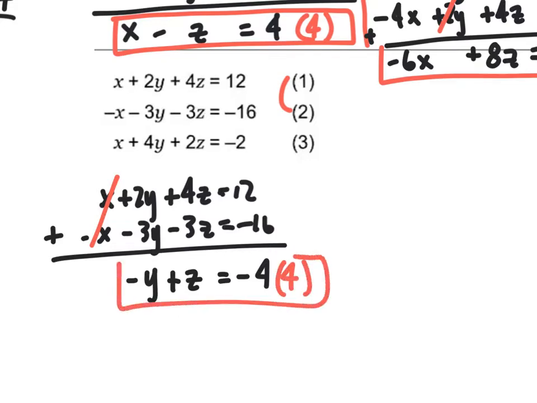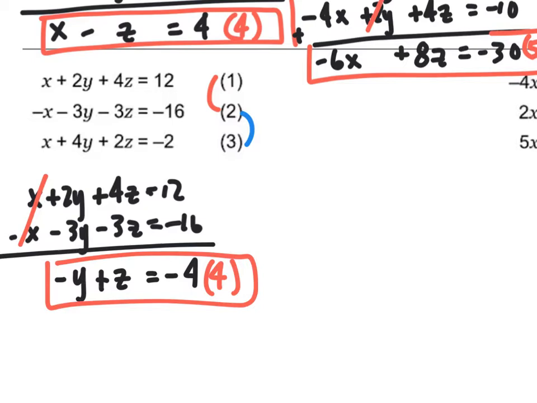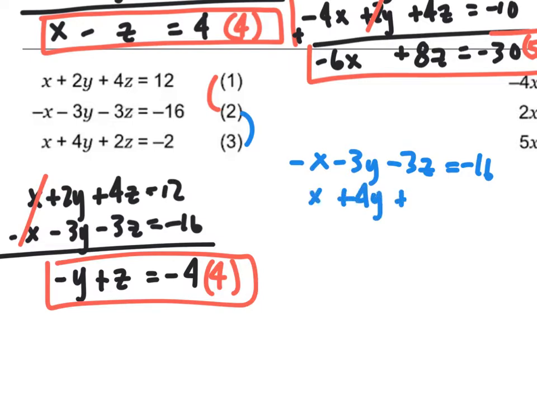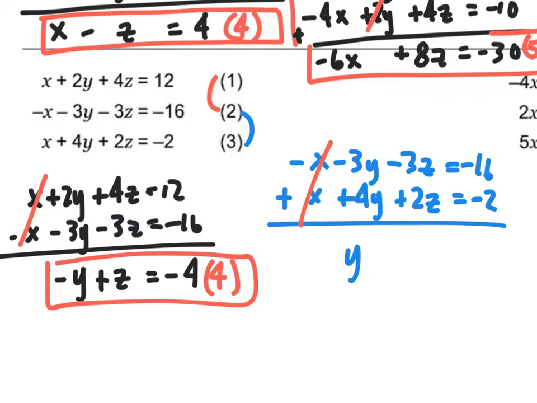All right. Now let's add equations 2 and 3 together. All right, and so I'm going to do negative x minus 3y minus 3z is equal to negative 16. And then I've got x plus 4y plus 2z is equal to negative 2. Okay, add these together. Again, my x's cancel out. All right, and then we're going to get positive y, and then we're going to get negative z, and that's going to equal negative 18. All right, and this is equation 5.